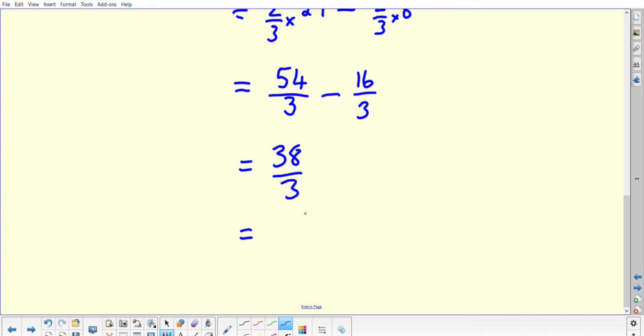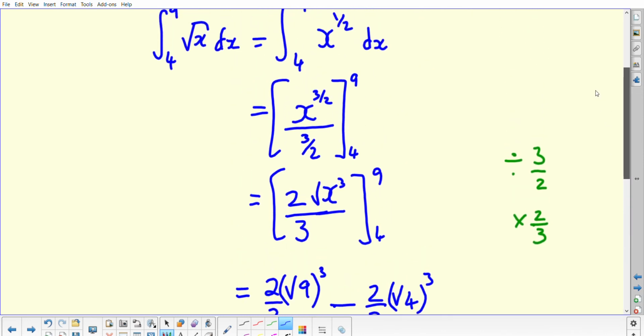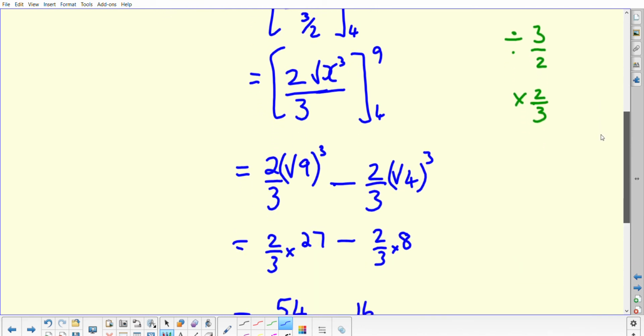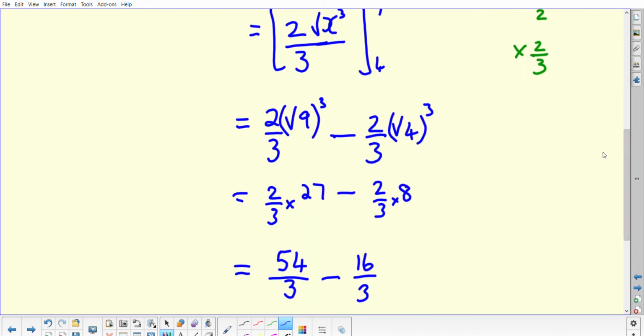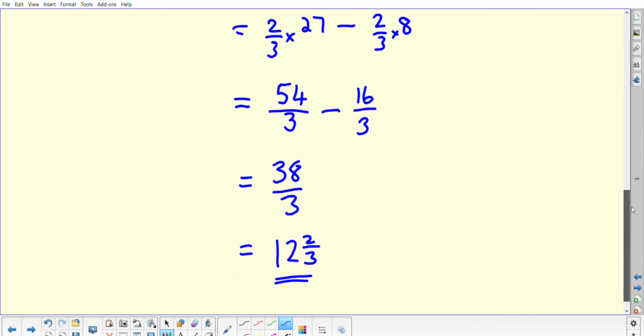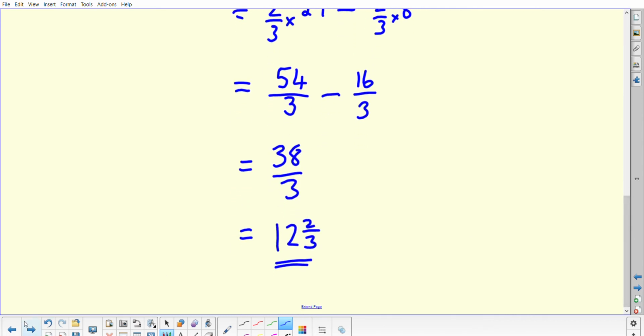Changing that back into a mixed number would get you to 3 into 38 equals 12 times, remainder 2, so 12 and 2/3. So remember, like this, you could get this in a non-calculator paper when you do that sort of thing. So it's important that you take your time, a line at a time, don't try and rush it. It's not about trying to have fewer lines of work in, it is about making sure you understand what you're doing.